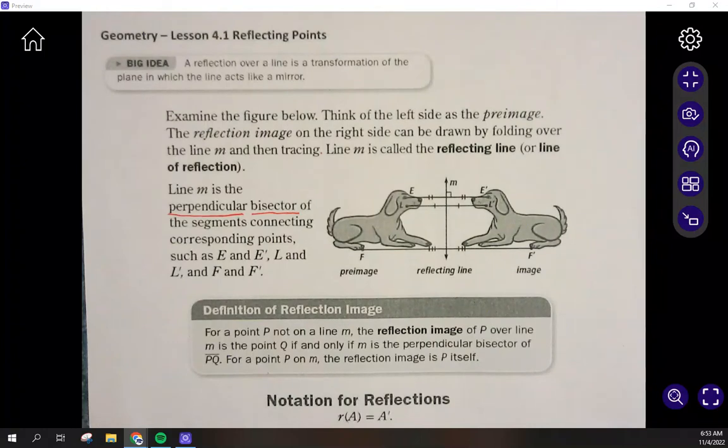This is geometry lesson 4.1, reflecting points. So we're jumping into chapter 4 and we're going to be looking at a new transformation called a reflection.